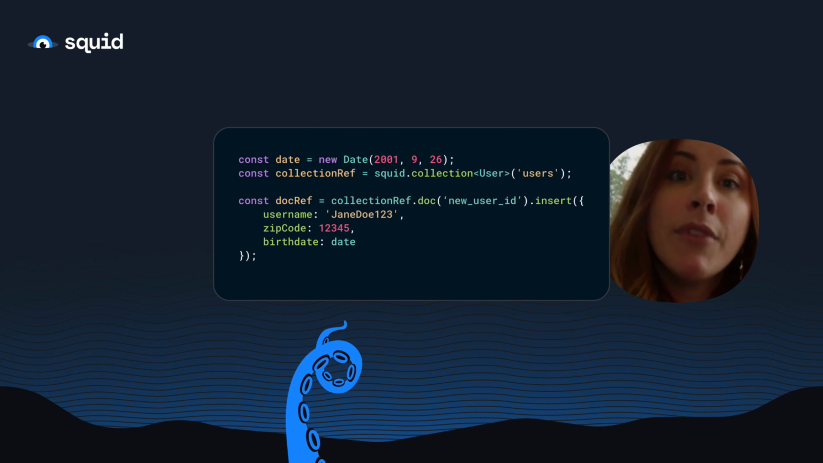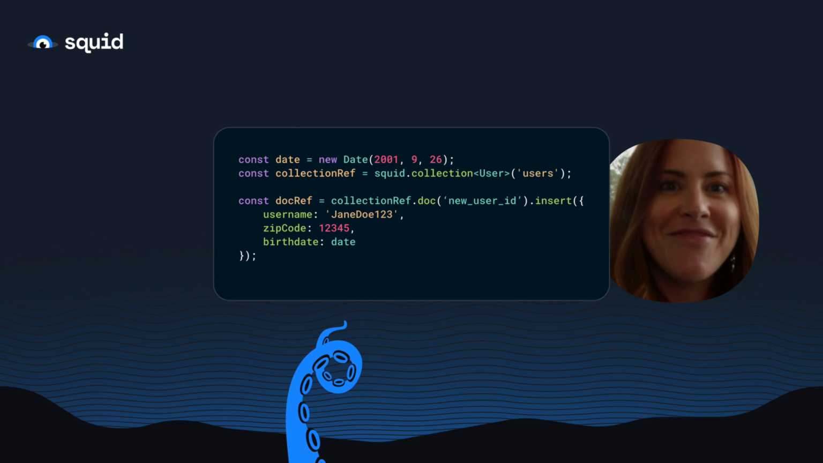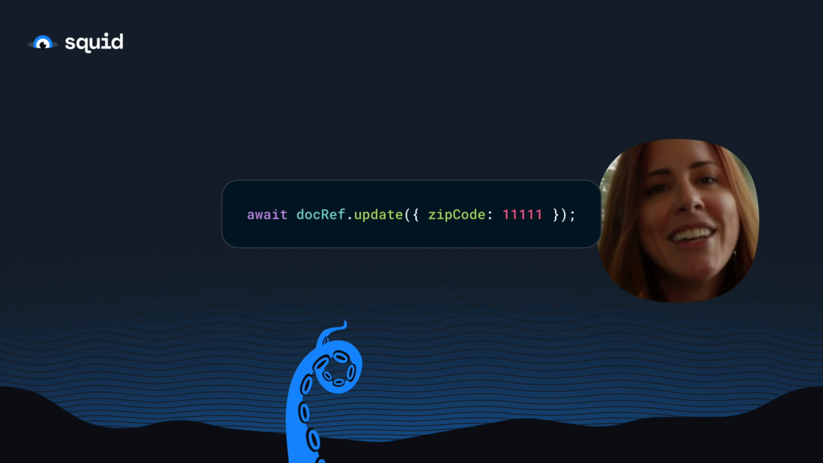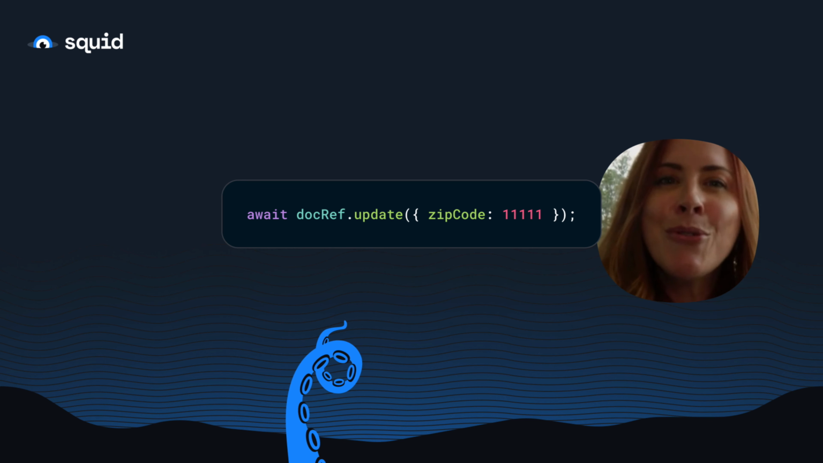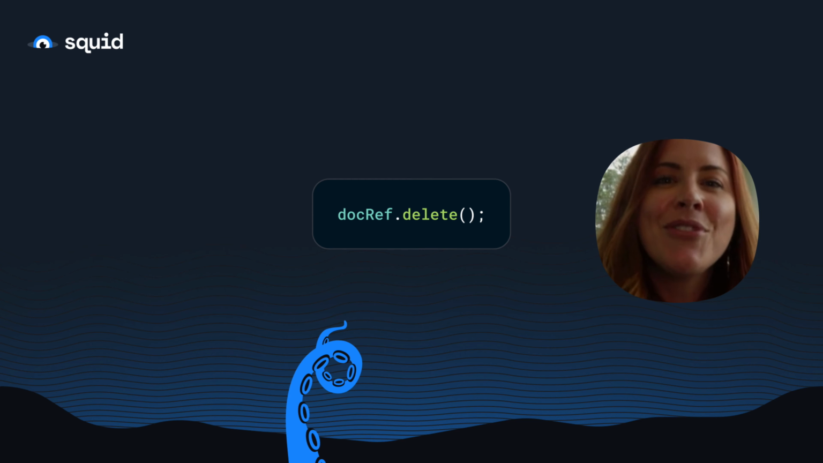For example, if you wanted to add a new user to that users collection, you would use the insert method and pass the data. Then you can read this data using the snapshot method. Let's say our user Jane Doe 123 moves and changes their zip code. To make changes to an existing doc, you would use the update method. And if Jane Doe is no longer a user, you can delete the document using the delete method.